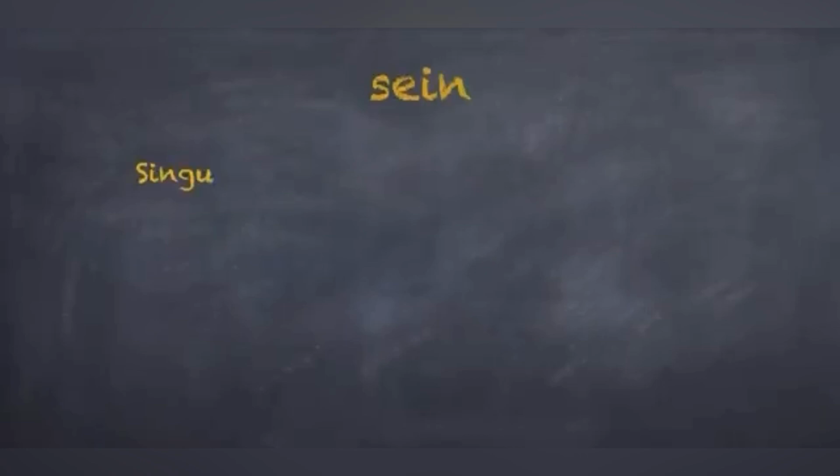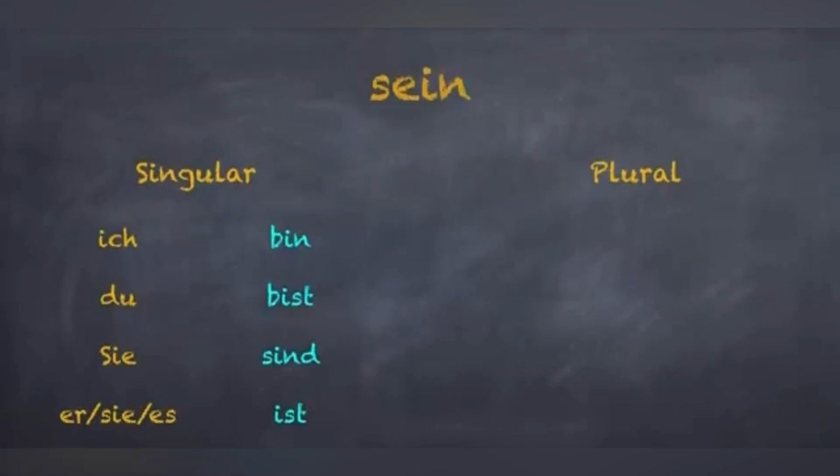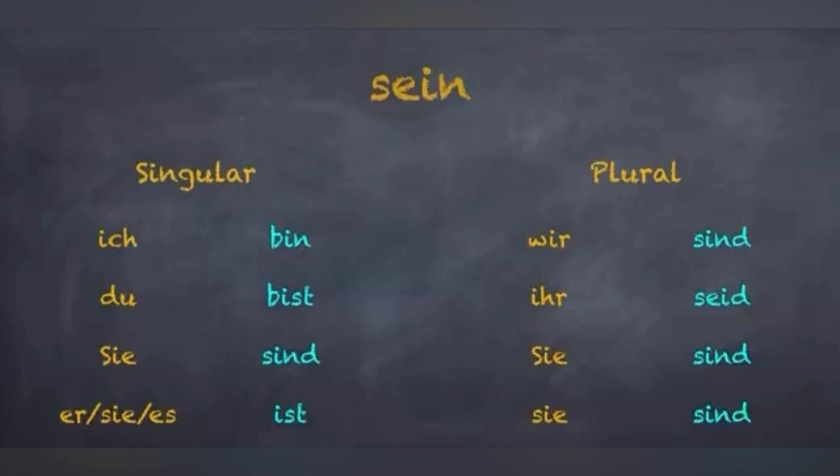Sein. Ich bin, du bist, er, sie, es ist. Wir sind, ihr seid, sie sind.